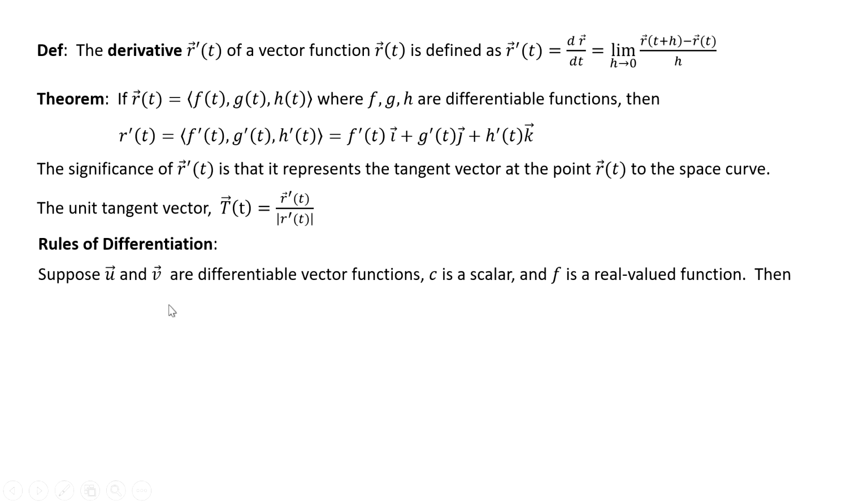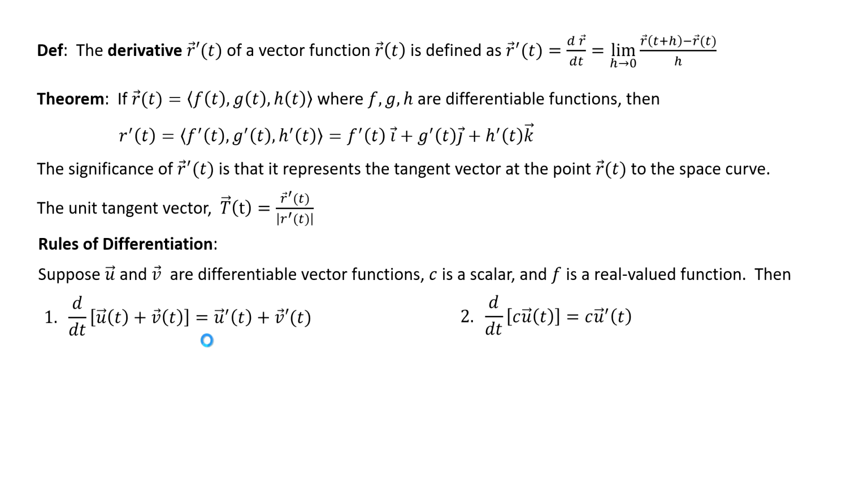Rules of differentiation. Suppose u and v are differentiable vector functions, c is a scalar and f is a real valued function. Is the derivative of a sum equal to the sum of the derivatives? Yep. Does it work even in vector valued functions? Yep, it does. So the first property is very straightforward. Second one, is the derivative of a constant multiple equal to the constant multiple of the derivative? Meaning, can you yank a constant multiple outside of the derivative? Yep. You can do that even with vector valued functions. Three.